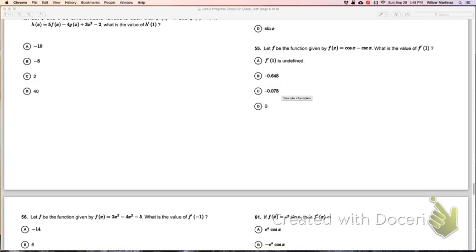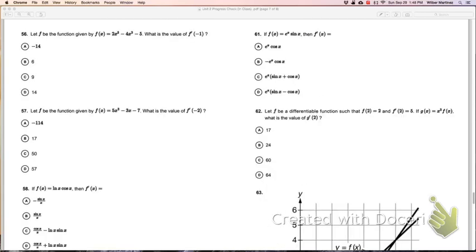All right, for this next one, it says, let f be the function given by f of x equals 2x cubed minus 4x squared minus 5. What is the value of f prime of negative 1? So finding the derivative, we get that f prime of x is 6x squared minus 8x. If I plug in negative 1, I get that f prime of negative 1 is equal to 6 times negative 1 squared, which would be 6 times 1. That's just 6. And then negative 8 times negative 1 is positive 8. So 6 plus 8, which is 14.